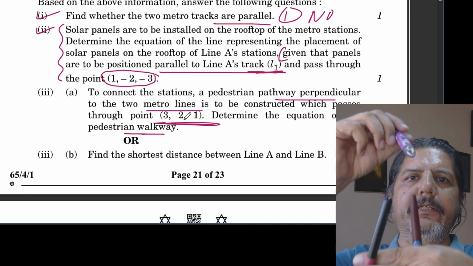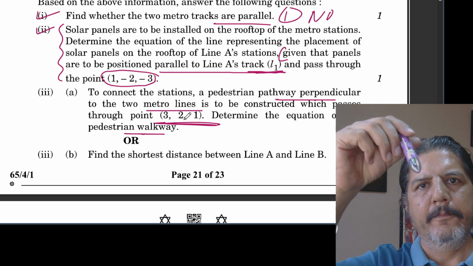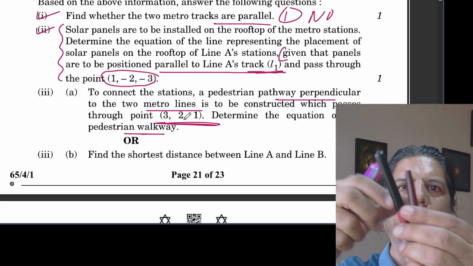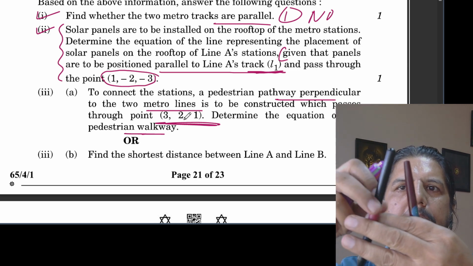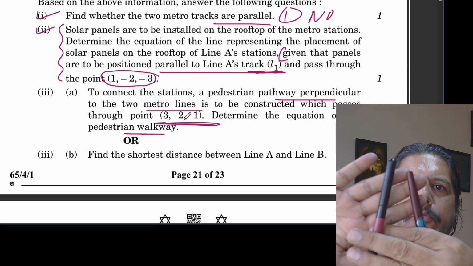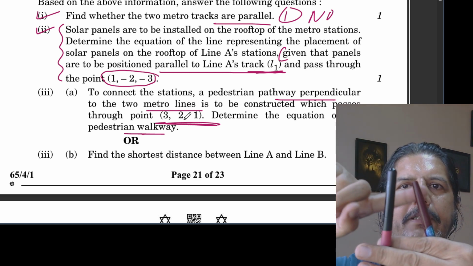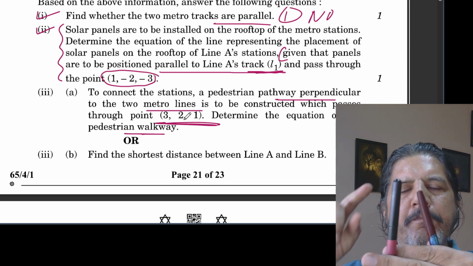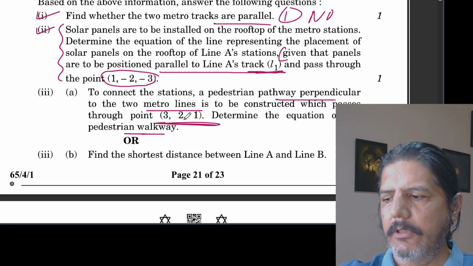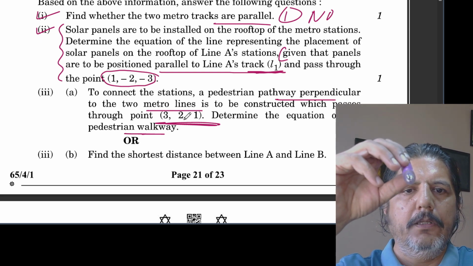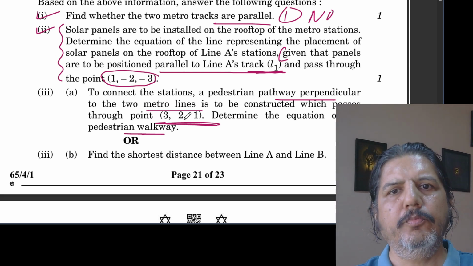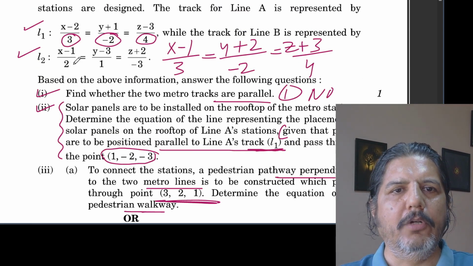How do I find the direction ratios of this line, which is perpendicular to these two lines? If I am able to find the cross product of these two lines, the cross product will have the same direction ratios as the pedestrian pathway. So my job is to find the cross product of these two lines.